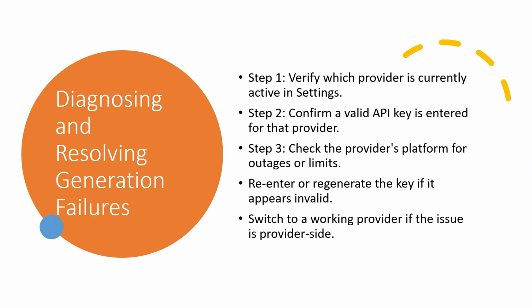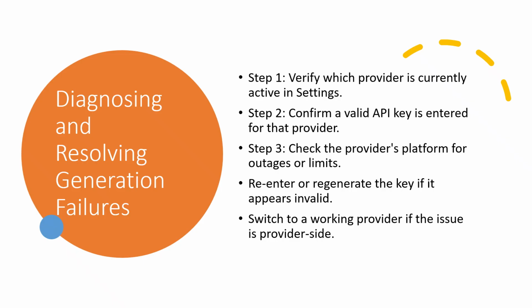If the key appears to be in place but failures are still happening, the issue may not be on your end at all. Visit the provider's status page or developer dashboard to check for reported outages, rate limiting, or quota exhaustion. These are all platform-side conditions that can interrupt generation without any change on your part.